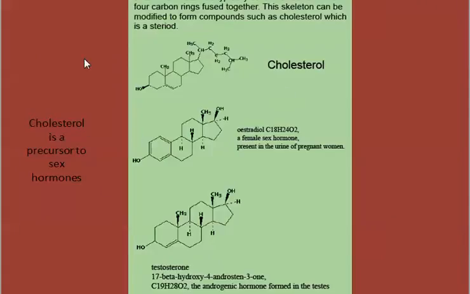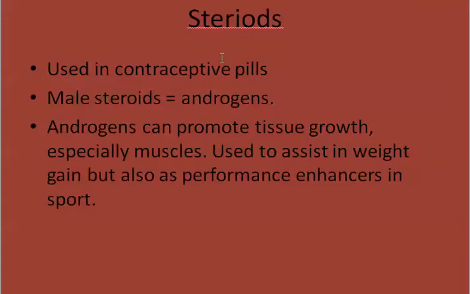So cholesterol's important because it's a precursor to sex hormones, and if you look at the structure of cholesterol there, you can see that it's not a million miles away from these other steroids, estradiol and testosterone. They're sharing similar backbones. If you look at those 4 fused rings together, I should say steroids. So they are used in contraceptive pills.